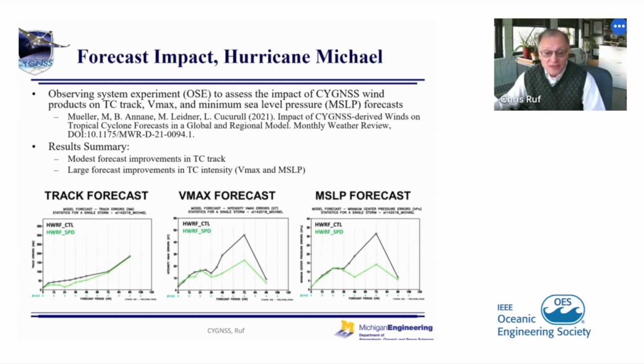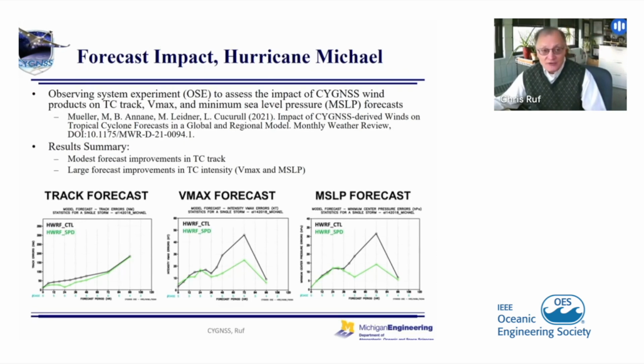You can see this black curve, the error goes way, way up here. This is a 72-hour forecast. There was a huge intensification of the storm that was missed by the Hurricane Center. And when you add the Cygnus data, that's the green line, you can see that the error goes way, way down.